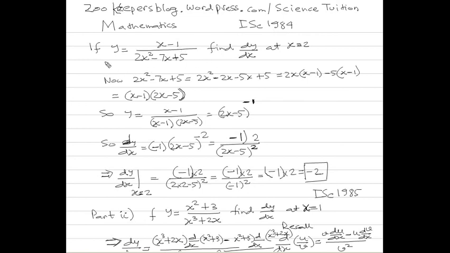Let us solve an ISC 1984 problem on mathematics. It's a simple problem where the function y, which is a function of x, has been given as x minus 1, 2x square minus 7x plus 5, and you have to find out dy by dx at x is equal to 2. That's the problem. Very simple one.